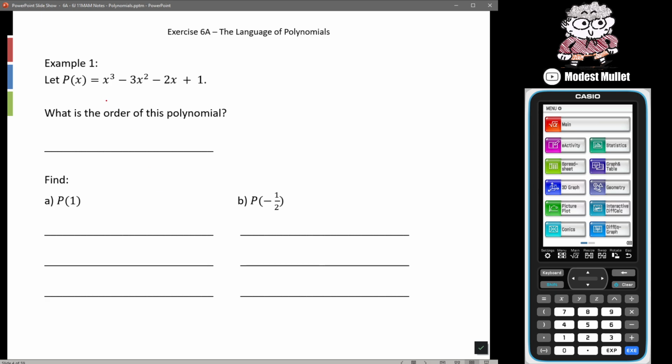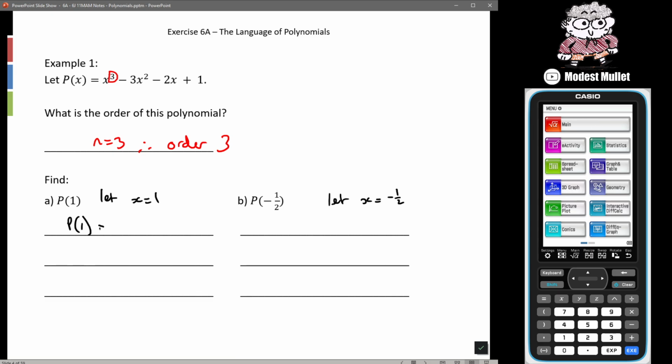Right, so the order of polynomials is pretty straightforward. Largest power, so that is n equals 3, so it is of order 3. Find P of 1 and find P of negative half. That's using that function notation we've already looked at in our previous topic. That's pretty much just saying let x equal 1, and over here that's saying let x equal negative half.